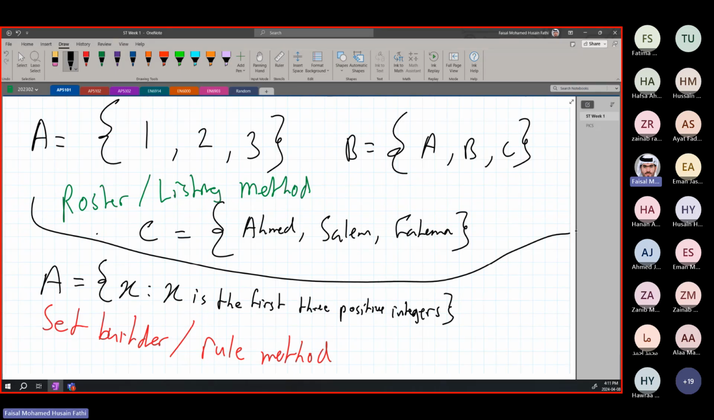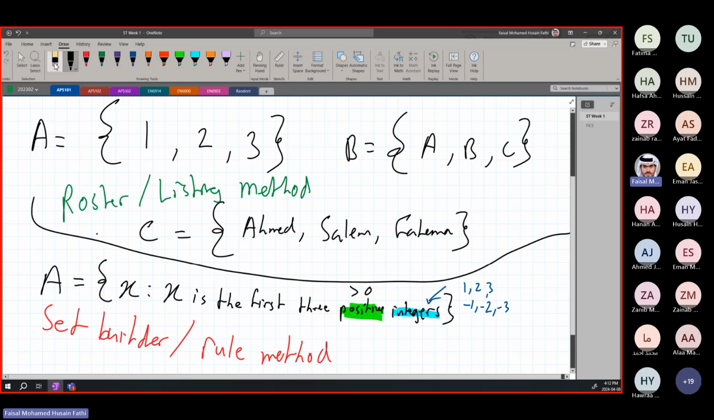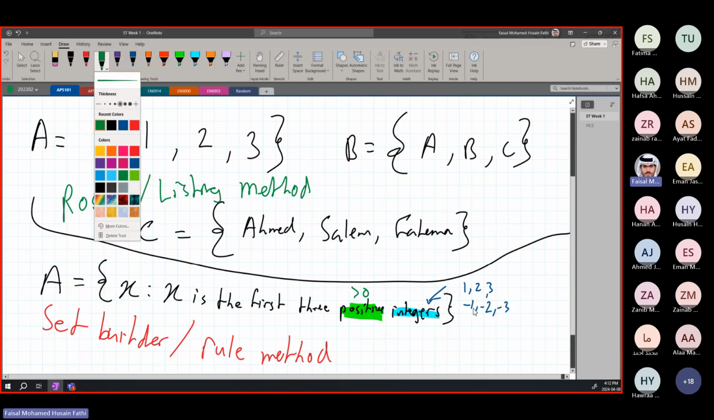So this means the exact same thing as this. What does integers mean? Integers mean 1, 2, 3, 4, basically numbers without decimal points. Those are integers. So integers basically mean 1, 2, 3, minus 1, minus 2, minus 3. Positive, I think everyone knows what positive means. It means it's greater than 0. And then we have the first 3. So the first 3 numbers that are greater than 0 that do not have decimals. This is the same as saying 1, 2, 3.